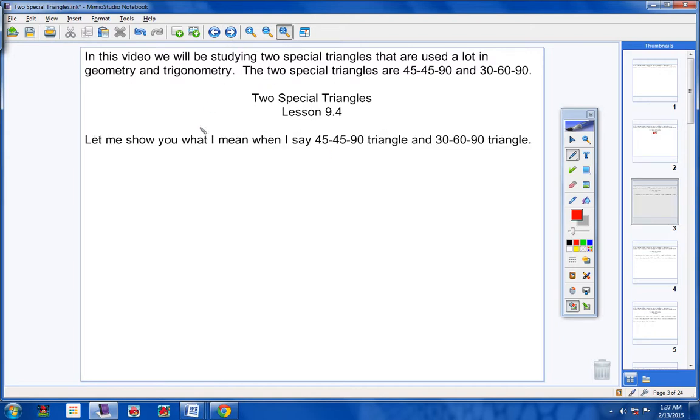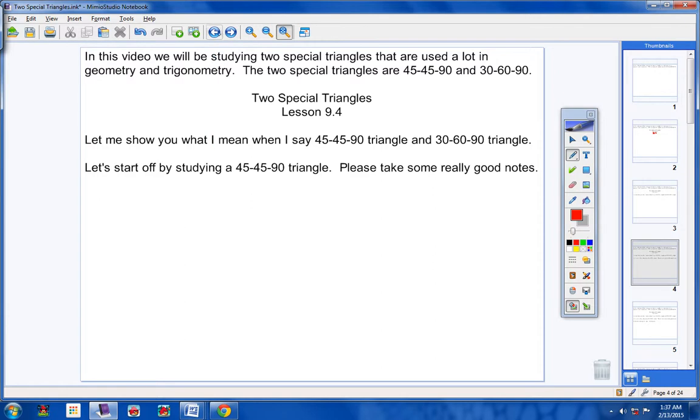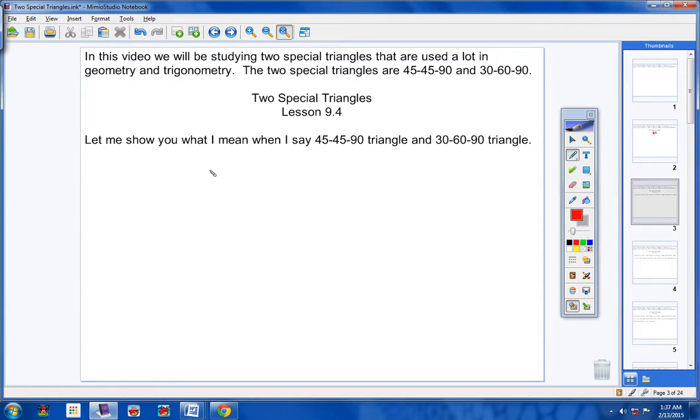Let's continue on. Let me show you first of all what I mean when I say a 45, 45, 90 triangle and a 30, 60, 90 triangle, okay? What I'm talking about is a triangle that has angle measurements of 45. You can write this down or just watch. You probably don't need to write this down. It's pretty obvious, but a 45, 45, 90 triangle means a triangle that has 45, 45, and 90 degrees. A 30, 60, 90 triangle is a triangle that has 30, 60, and 90 degrees, okay?